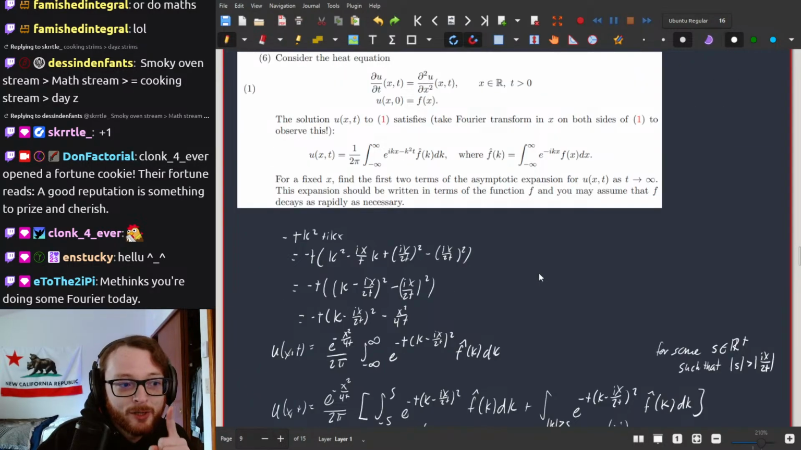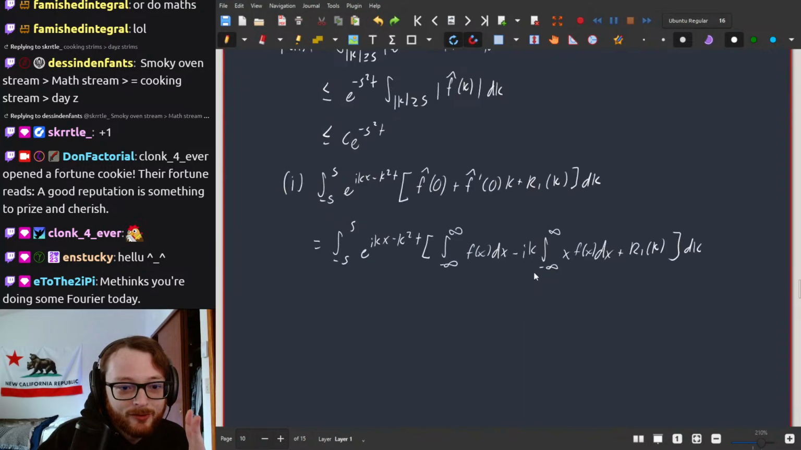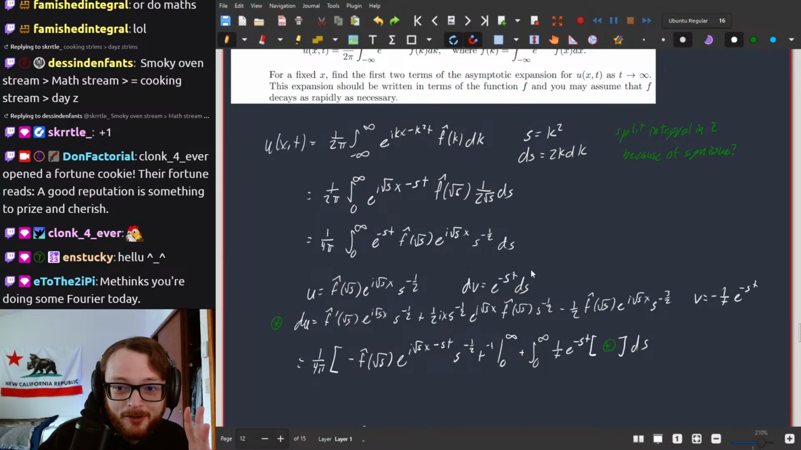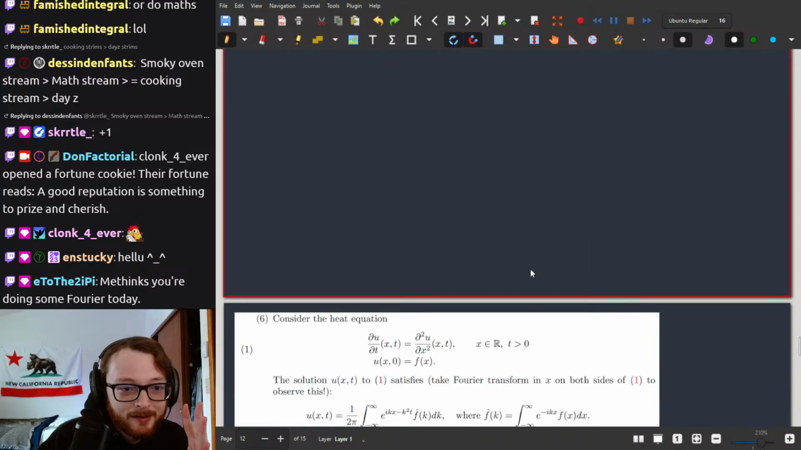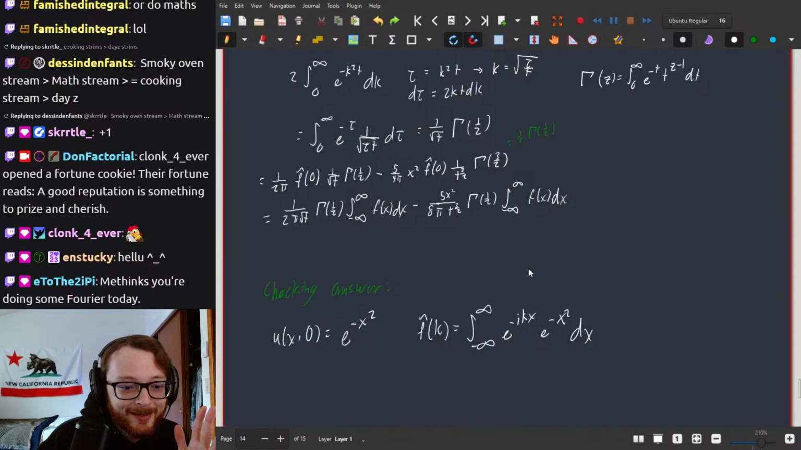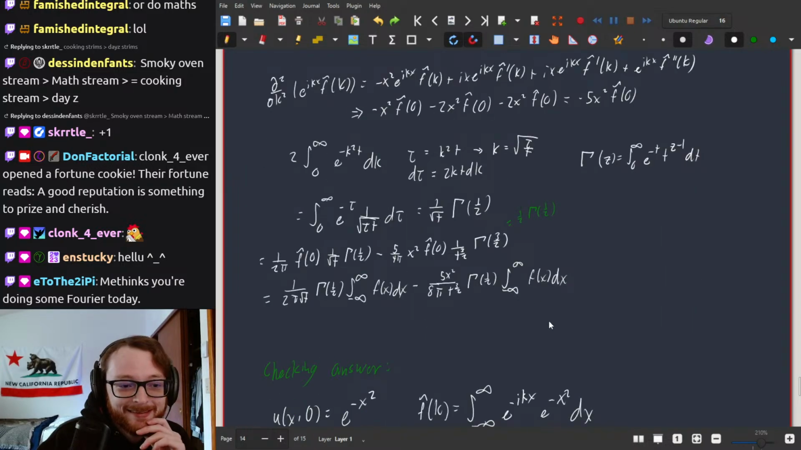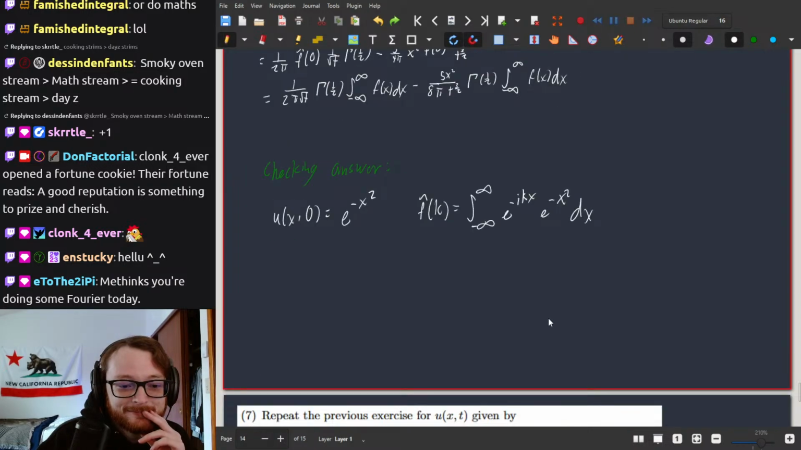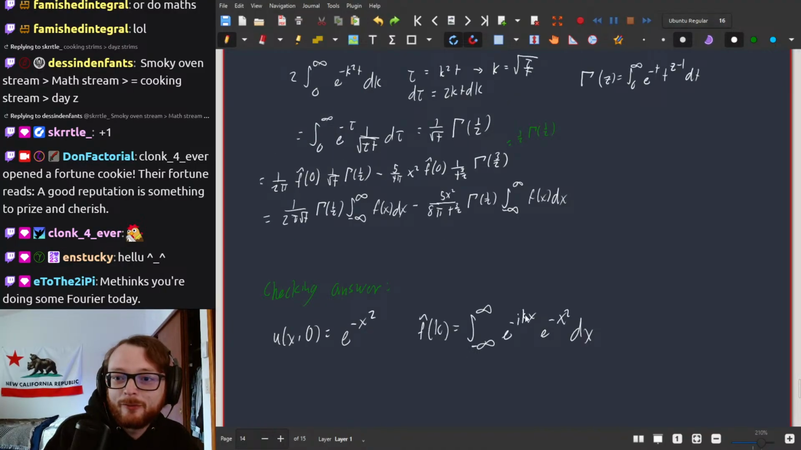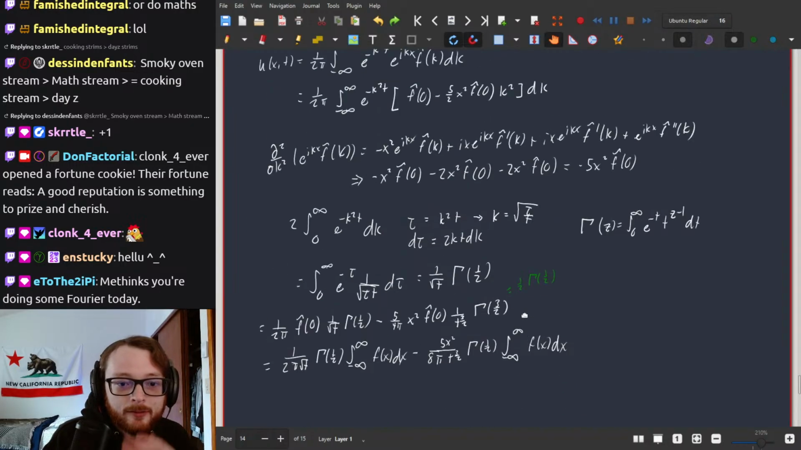Okay. Attempt number 1. Attempt number 2. Attempt number 3. Number 4. 5. No, wait, this is 6. It was my 6th attempt. Oh my god. But yeah, I got something involving the gamma function, and I feel like in asymptotic analysis, if you have gamma, you're probably not that far off.